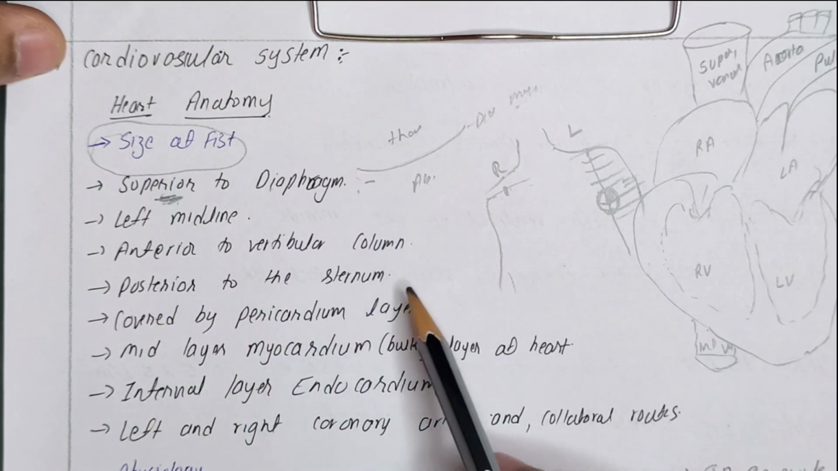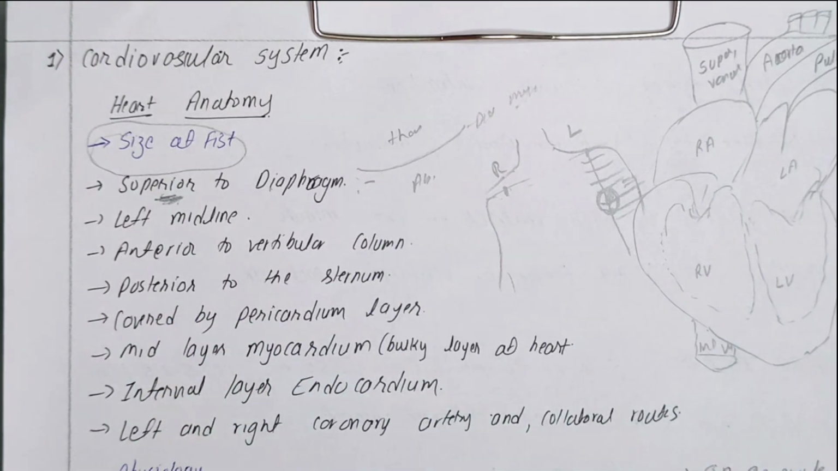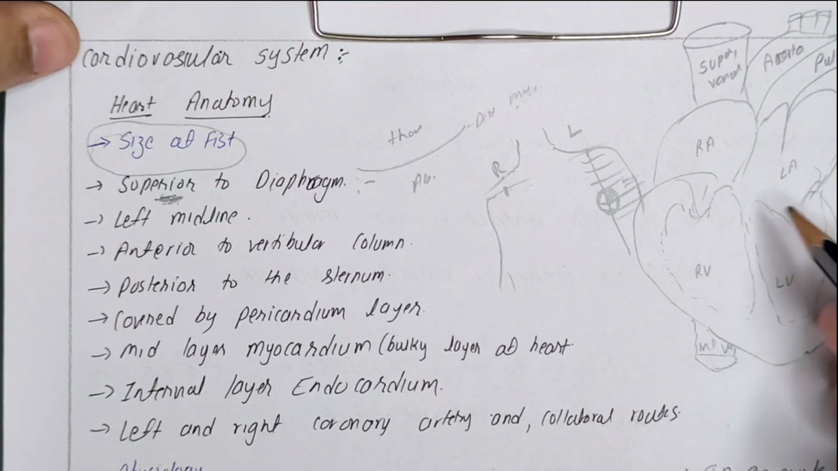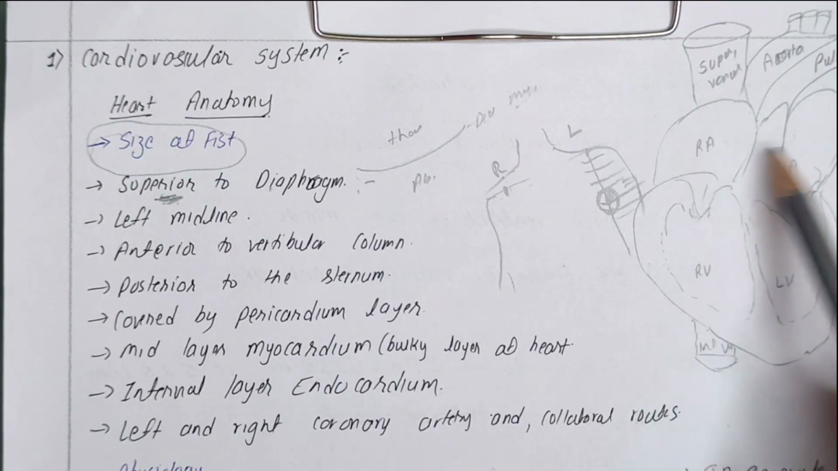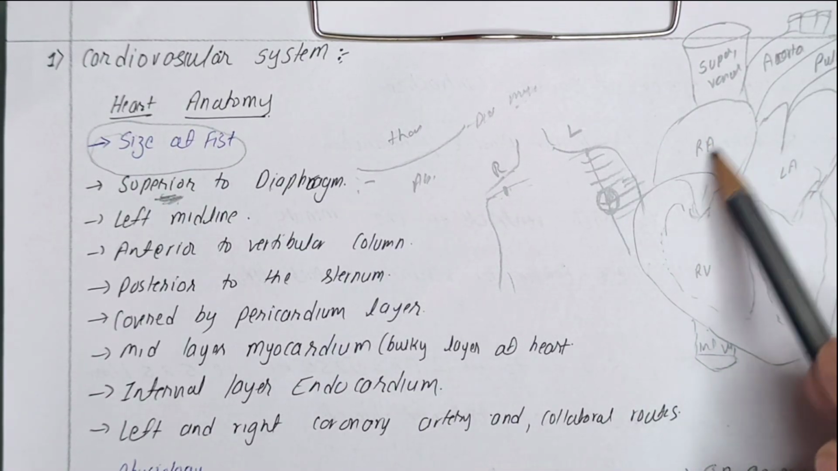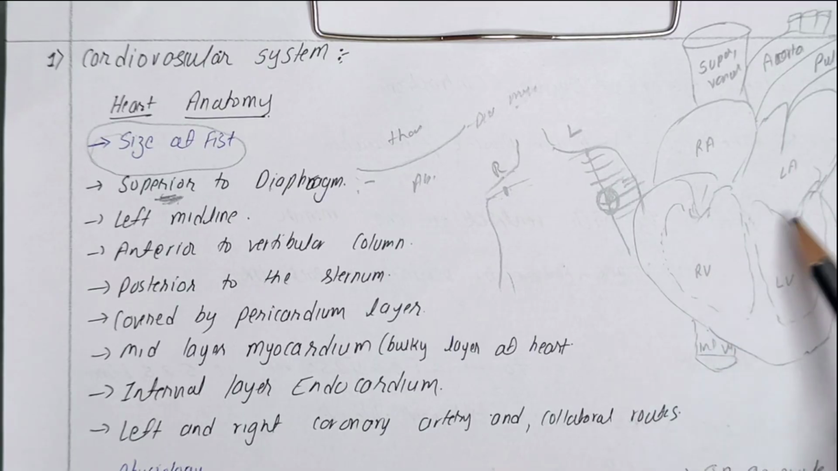Then we have the atrium and ventricle. The heart is a hollow organ which has chambers. The upper small chambers we call auricles, and the larger, stronger ones with thick walls we call ventricles.